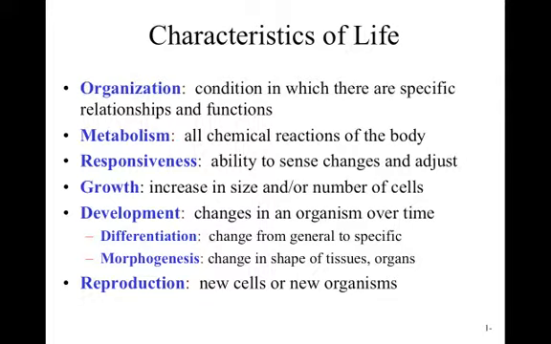That organism needs to be able to grow, whether or not it's increasing in size, like if it's a single cell and it's just increasing in size, or if the cells are continuing to divide and the number of cells is increasing. And there has to be some sort of development where over the lifetime of that organism there's a change, and there's two different changes that could occur. Differentiation is a change from general to specific. A stem cell is an example of that, where your stem cell can be formed into any cell that your body needs, and so that would be differentiation.